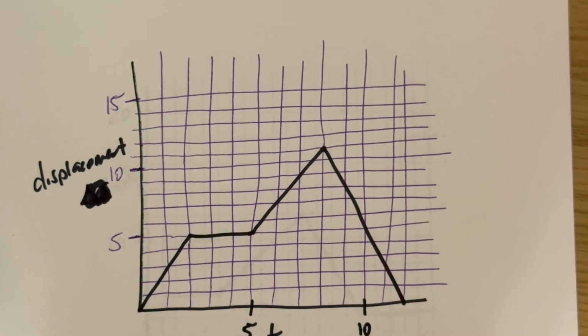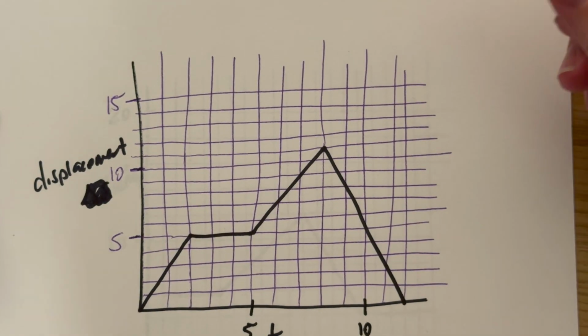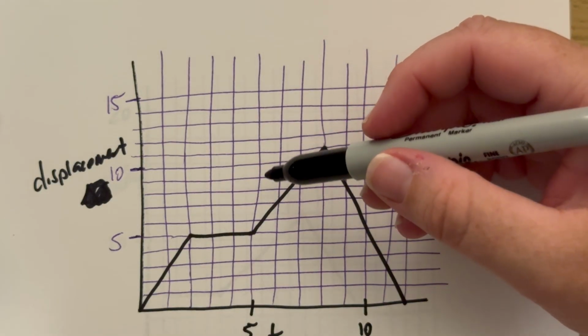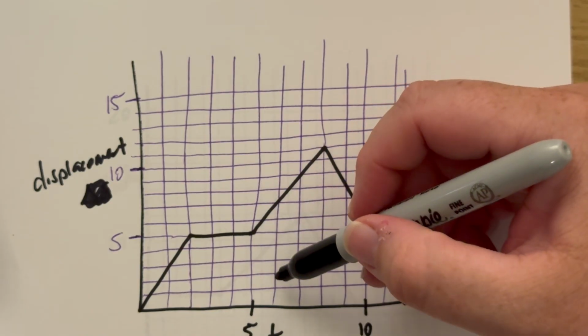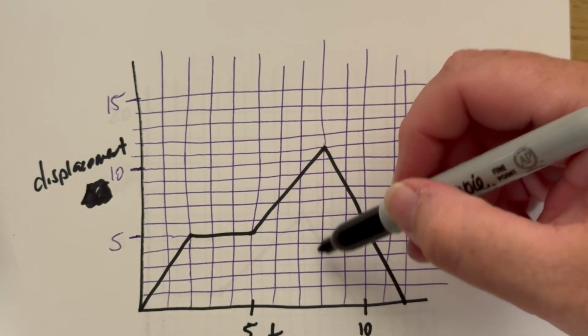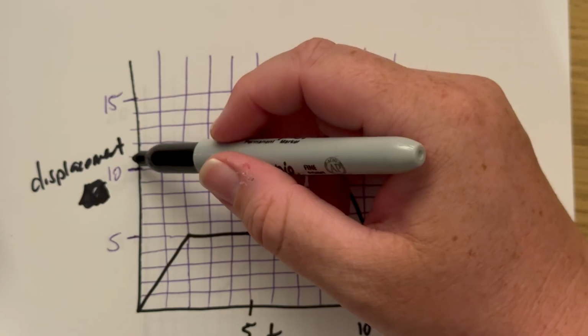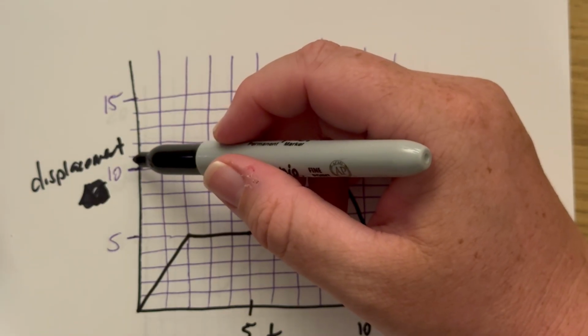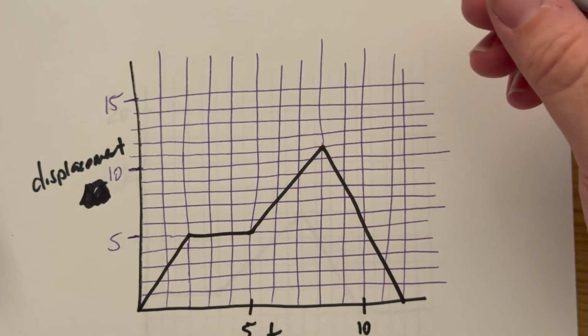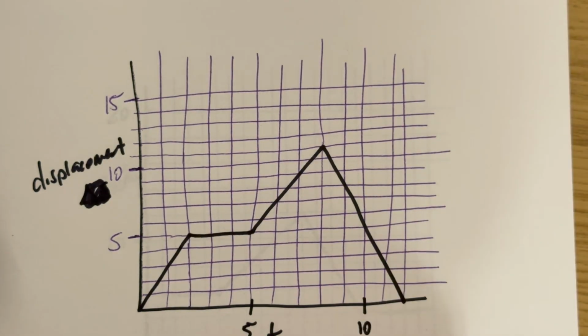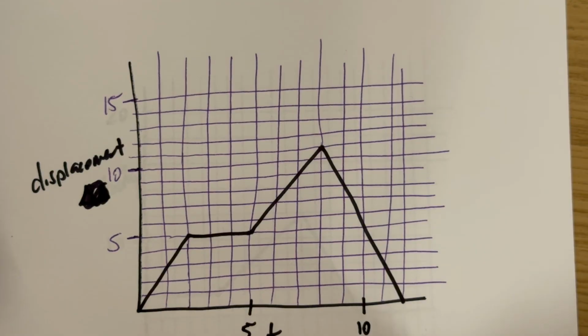So if I'm just reading a graph, I can figure out at any point where I am. So at 5 seconds, I have a displacement of 5 meters. At 6, 7, 8 seconds, I have a displacement of 11 meters. But if I want to know the velocity, the slope at any given point represents the instantaneous velocity. So slope equals velocity.